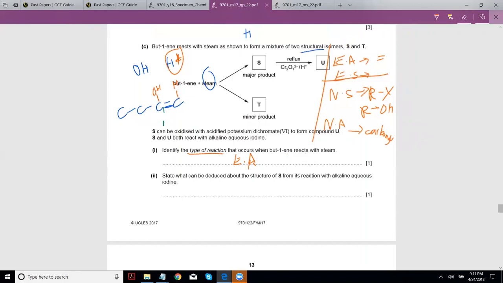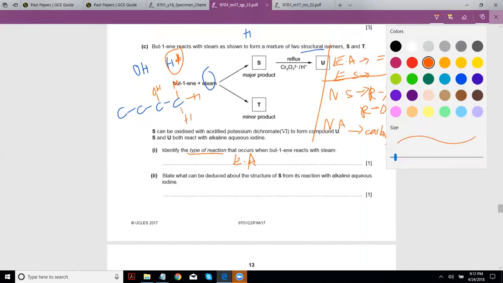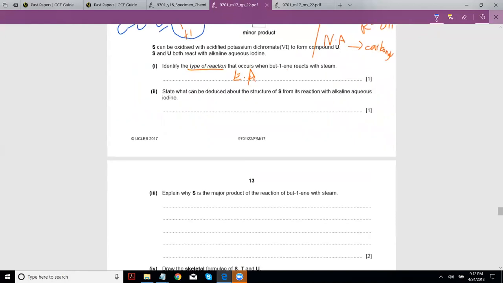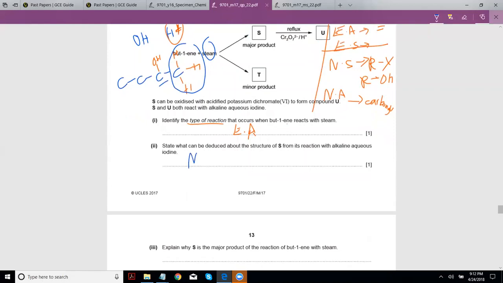So S is this, and if you really look at this, that is a CH3. Can we say this is a methyl alcohol, because this is a methyl group attached to the carbon which has the alcohol? So about the structure of S, what can be deduced? Here it is a secondary alcohol or a methyl alcohol.